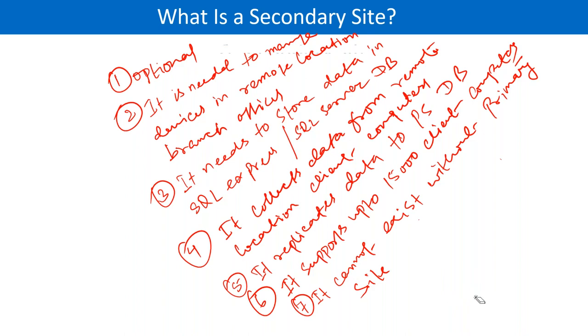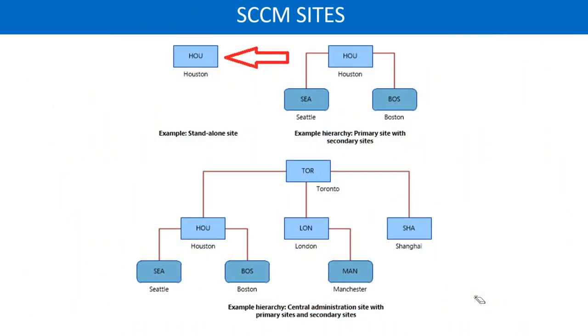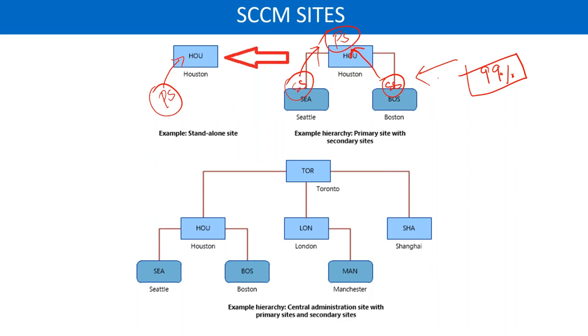So architecture, Rohit: there are three kinds of architectures in SCCM. For small companies, you just need one single primary site. Then for a medium-size company, you will have primary plus secondary. The primary will be the master, and the secondary will report to the primary. Almost wherever you go, 99% of the time you will find this architecture in companies: one primary and multiple secondary.